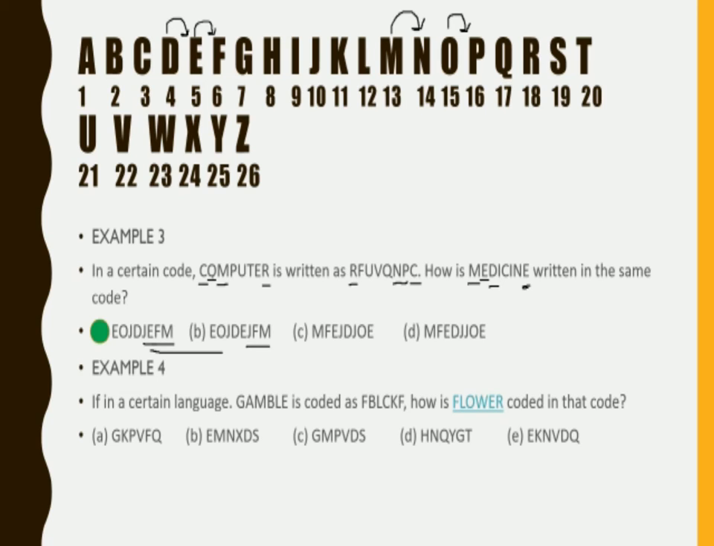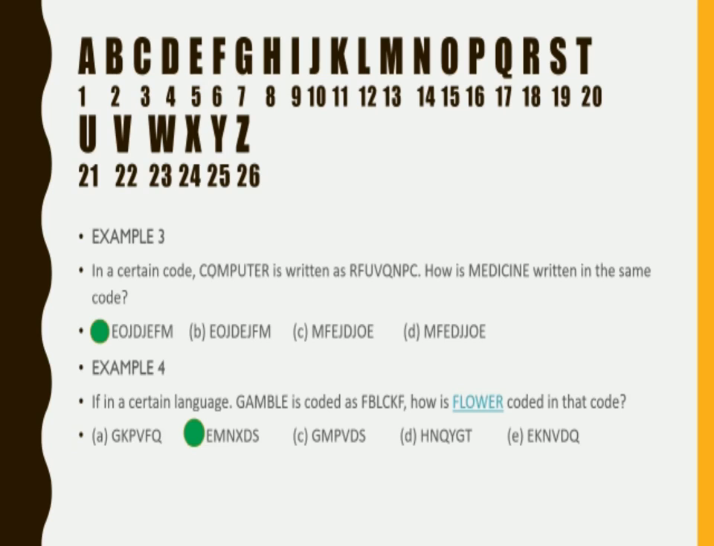Pause this video and solve this fourth example. Now let us look at the solution for this example. The correct answer is option B. Now let us decode this. In a certain language, gamble is coded as FBLCKF. How is flower coded in that code?